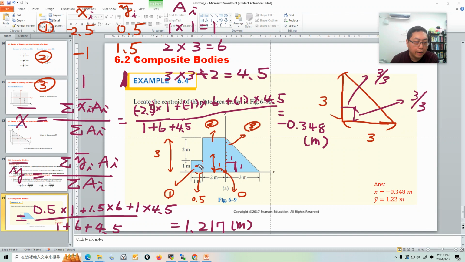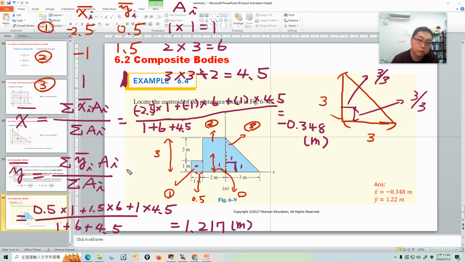After you identify the centroid position of each area, and calculate the area of each simple shape, you use the summation formula for the centroid, and then you can determine the centroid of the composite area.